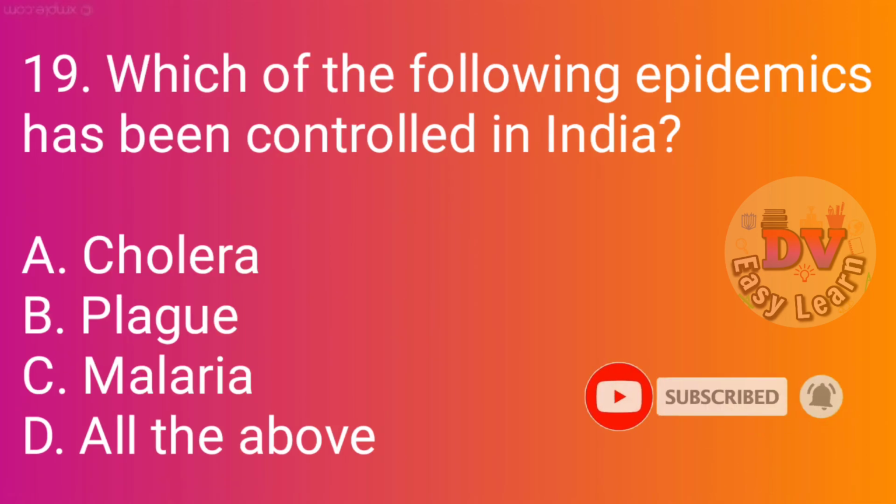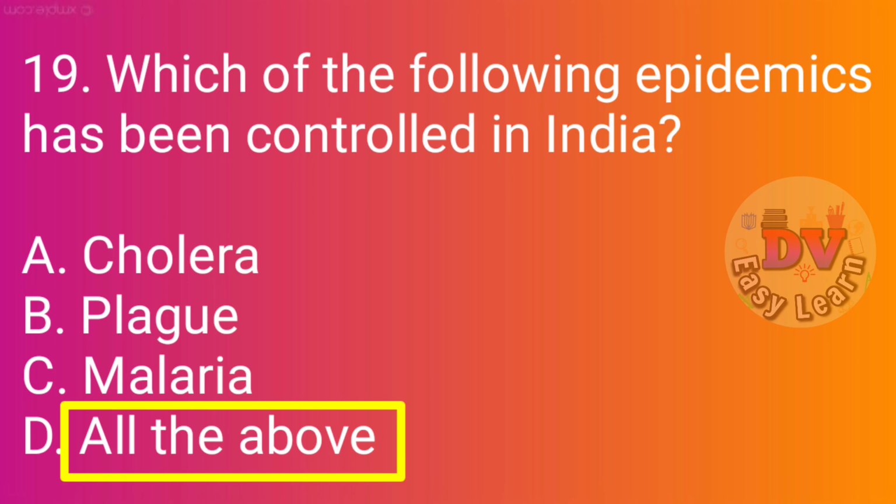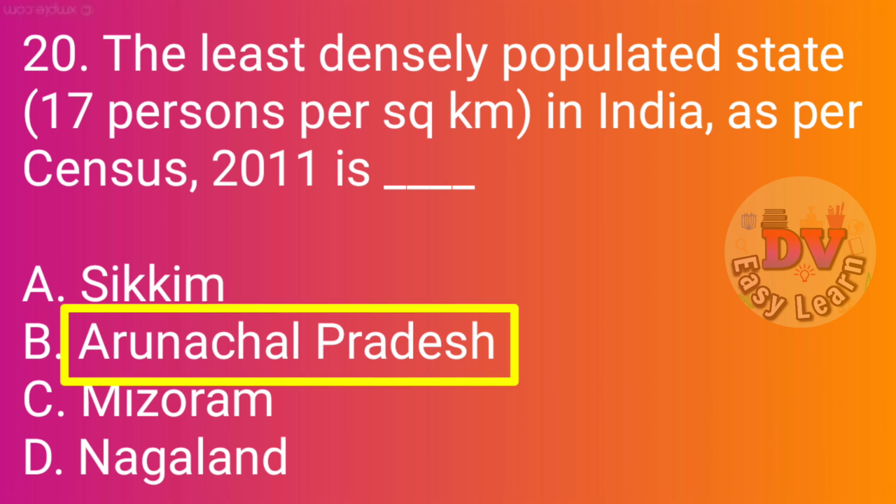Question number 19. Which of the following epidemics has been controlled in India? Correct answer all the above. Cholera, plague and malaria. Question number 20. The least densely populated state, 17 persons per square kilometer in India as per census 2011 is. Correct answer Arunachal Pradesh.